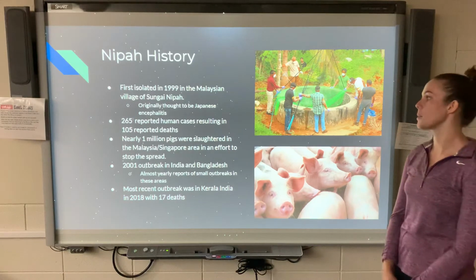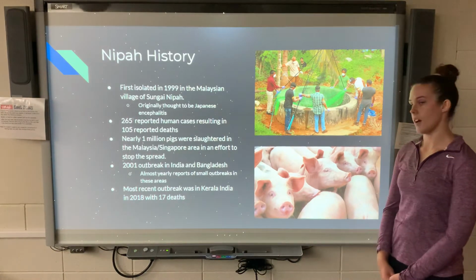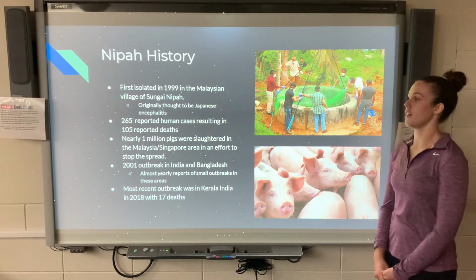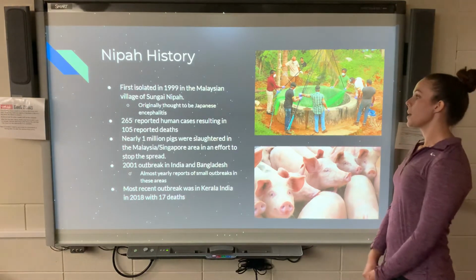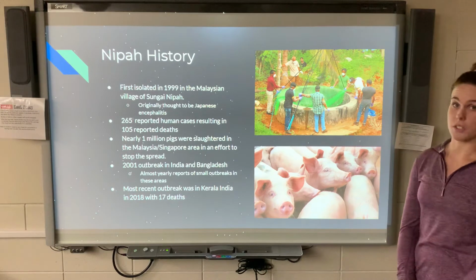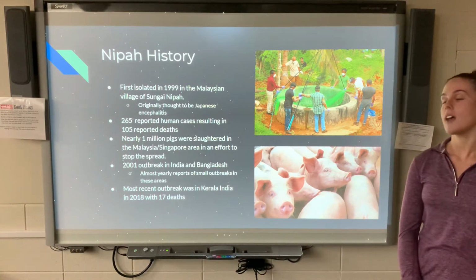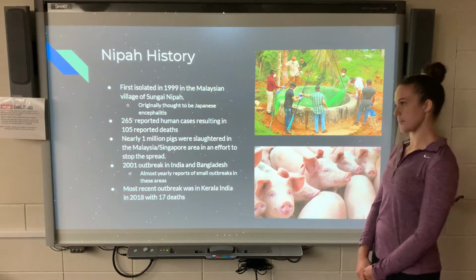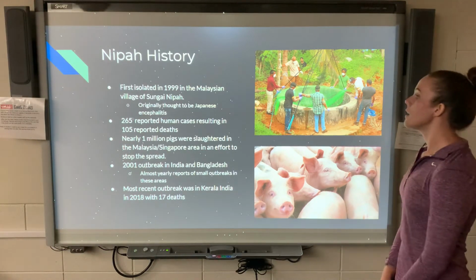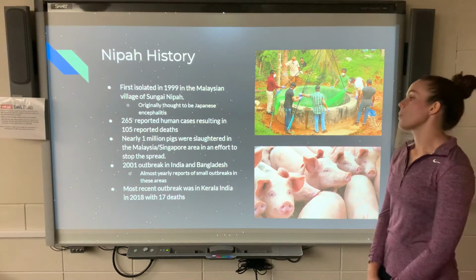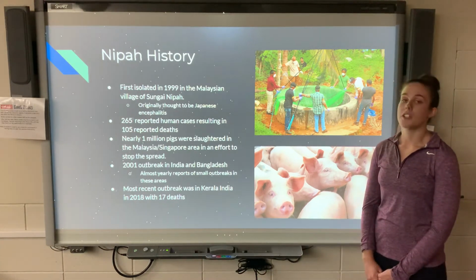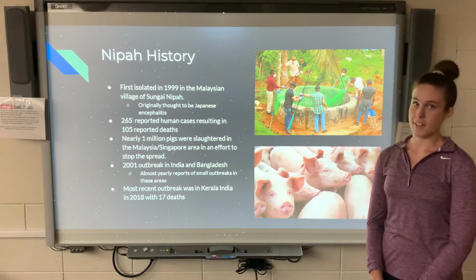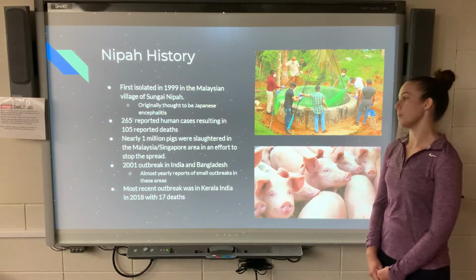There's also some problems because in Japanese encephalitis, the pigs are not affected by the virus, but in Malaysia, the pigs were also getting sick. To a lesser extent, there were fewer deaths among the pigs, but they were still experiencing some of the same symptoms. In this first incident, there were 260 reported human cases of Nipah virus and 105 deaths. Again, that's a very high mortality rate.